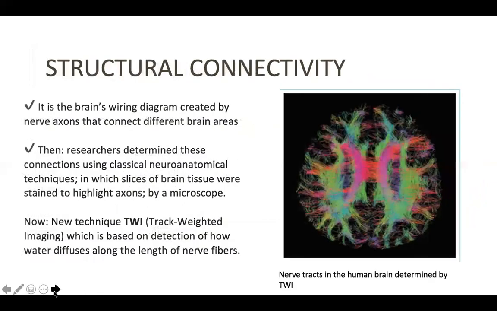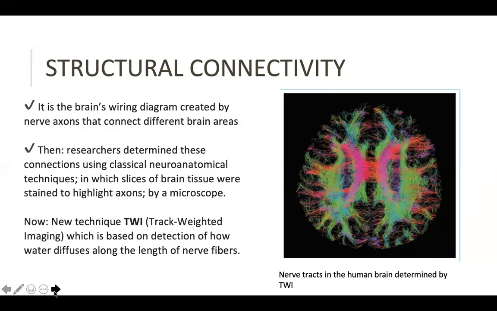Determining the brain's wiring diagram is an important step in understanding how different areas of the brain communicate, because communication depends on structural connection. The wiring diagram is created by nerve axons that connect different brain areas, right? Researchers determined these connections using classical neuroanatomical techniques, in which slices of brain tissue were stained to highlight the axons under the microscope.